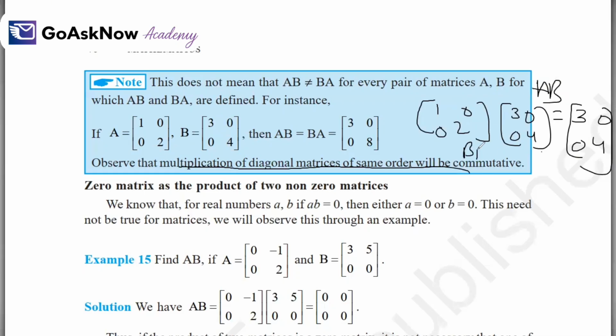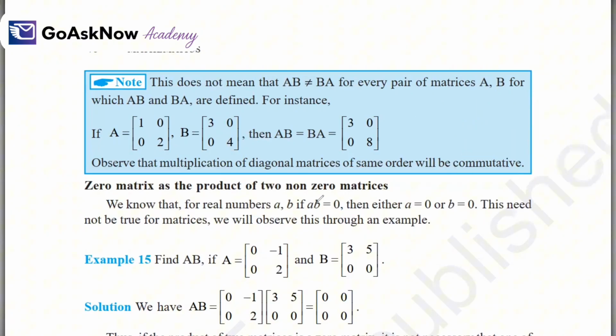If you find BA, then you will get 1, 0, 0, 2, 3, 0, 0, 4. So if the matrices are diagonal, you can observe that the non-diagonal elements will not contribute, and you will get the product as commutative. AB is equal to BA. That is why we get this.